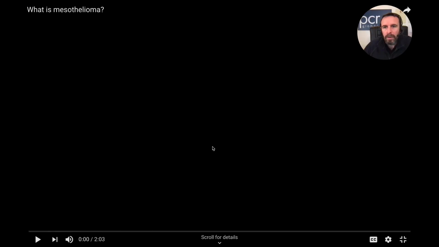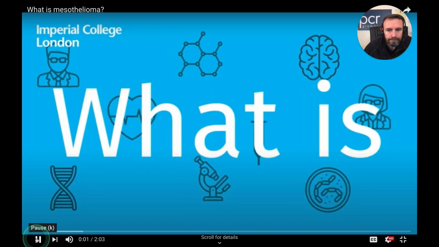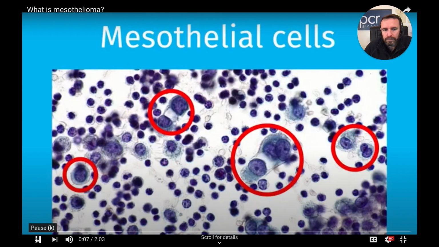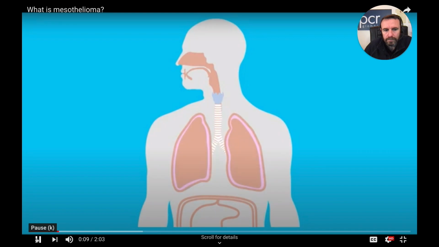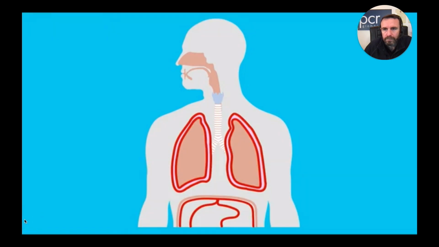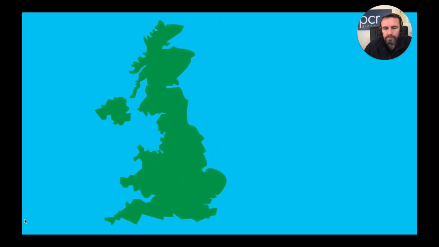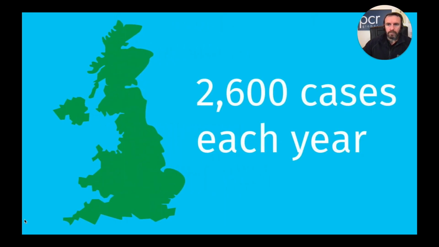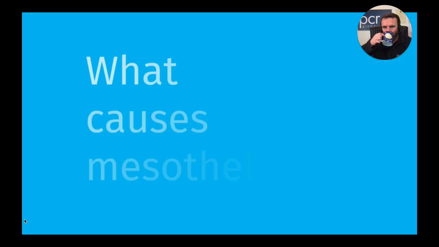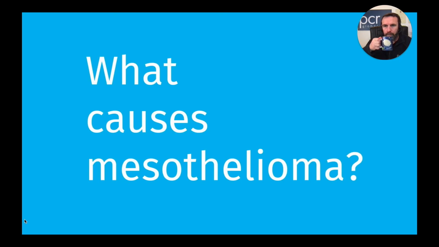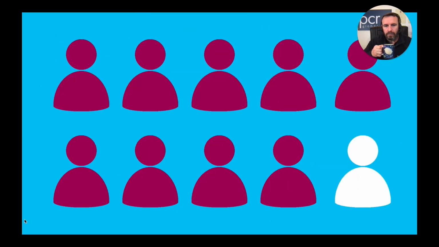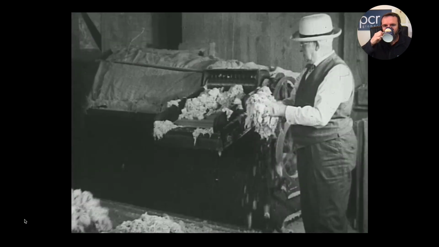A little bit more on mesothelioma. Mesothelioma is a type of cancer that affects the mesothelial cells. Mesothelial cells make up the tissue that covers the lungs and the organs inside the abdomen. There are more than 2,600 new cases of mesothelioma each year in the UK alone. 9 out of 10 cases of mesothelioma are thought to be caused by exposure to asbestos.